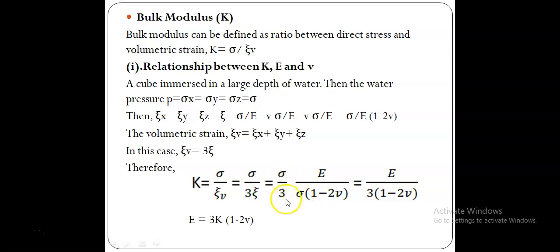We know epsilon is equal to sigma by E into 1 minus 2 nu. So E comes to the numerator, and K is equal to E divided by 3 into 1 minus 2 nu, from which we can find E is equal to 3K into 1 minus 2 nu. So this is one relationship between the elastic constants.